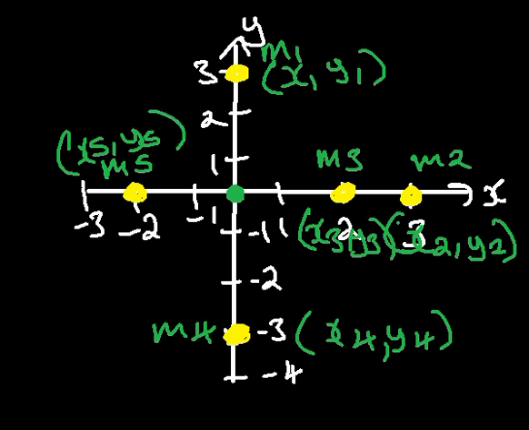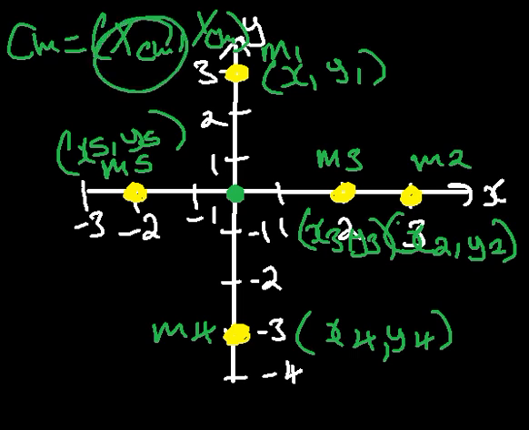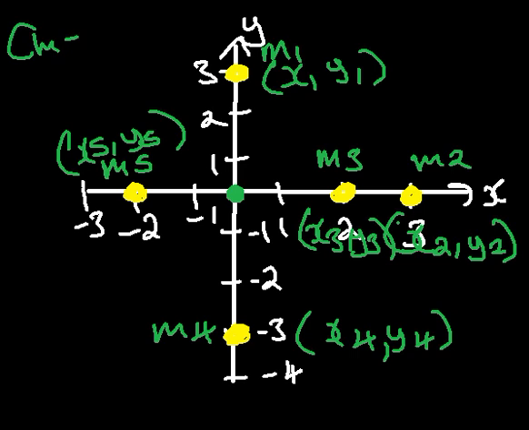So now, how should we find the center of mass for this system? Since we have a system of 5 masses, and the system is in 2 dimensions, the center of mass will be given as x cm, comma, y cm, where I will have to calculate the center of mass along the x-axis and that along the y-axis.